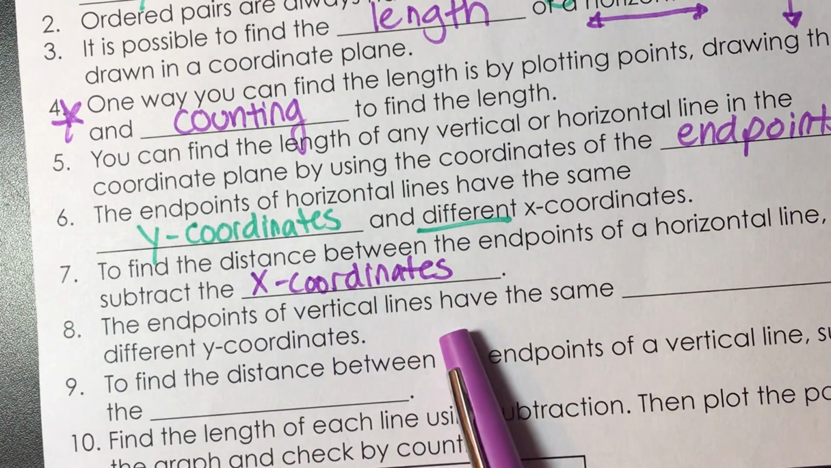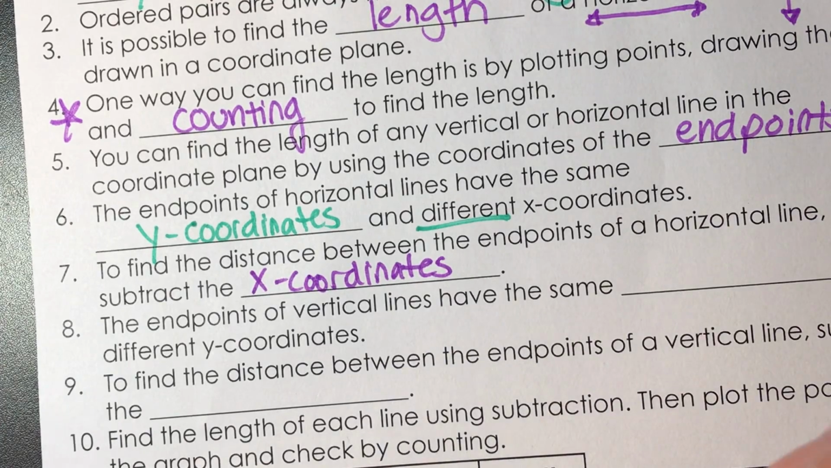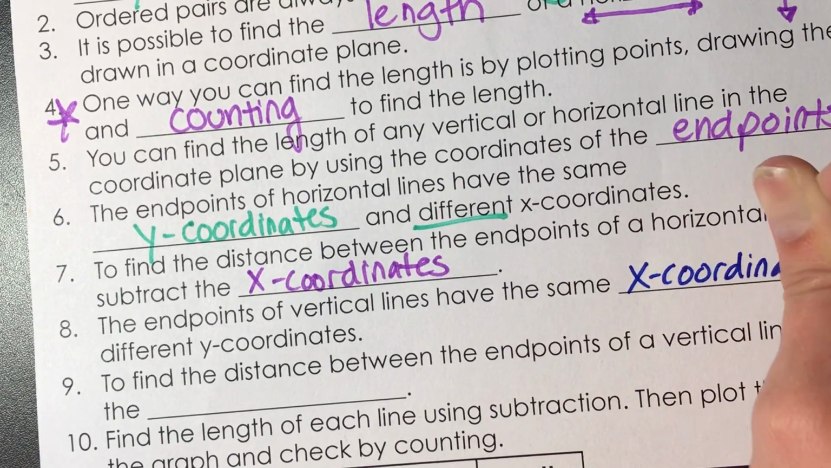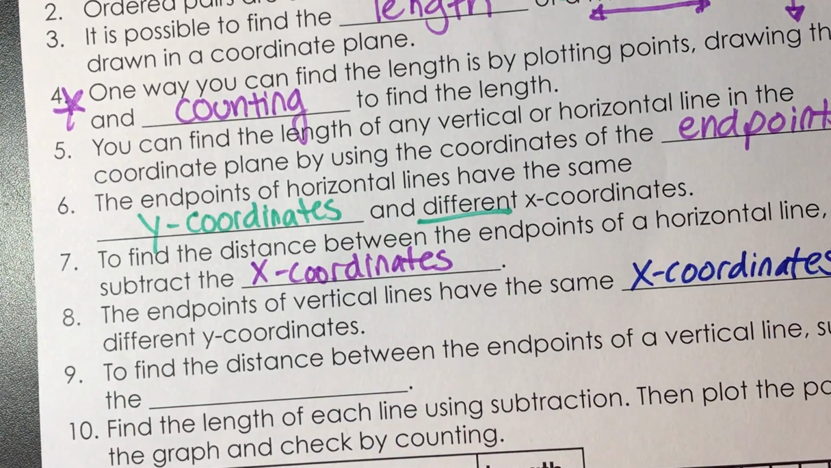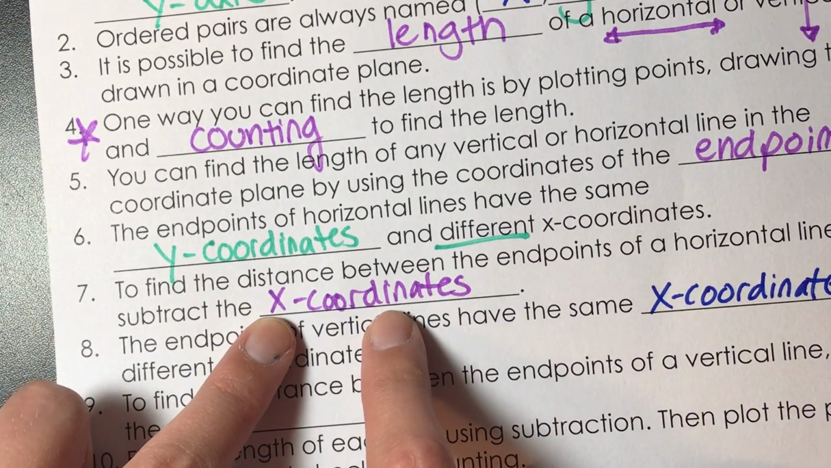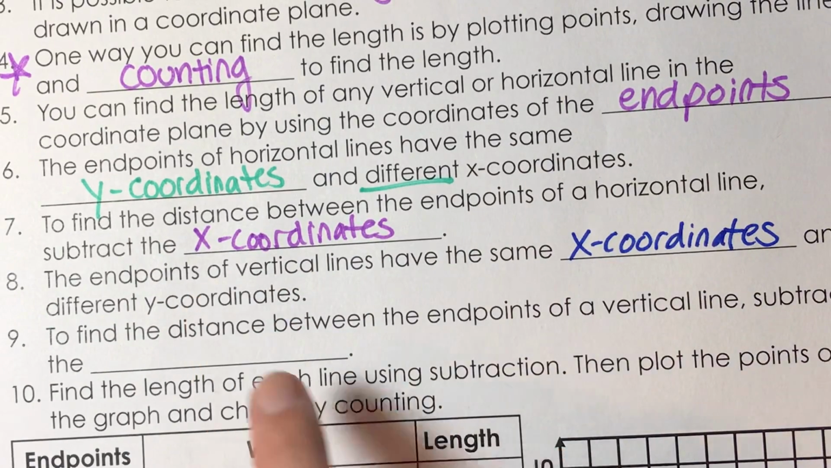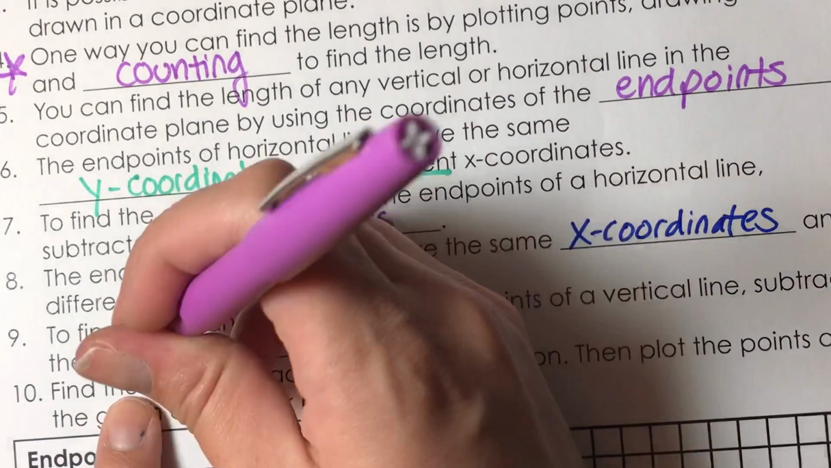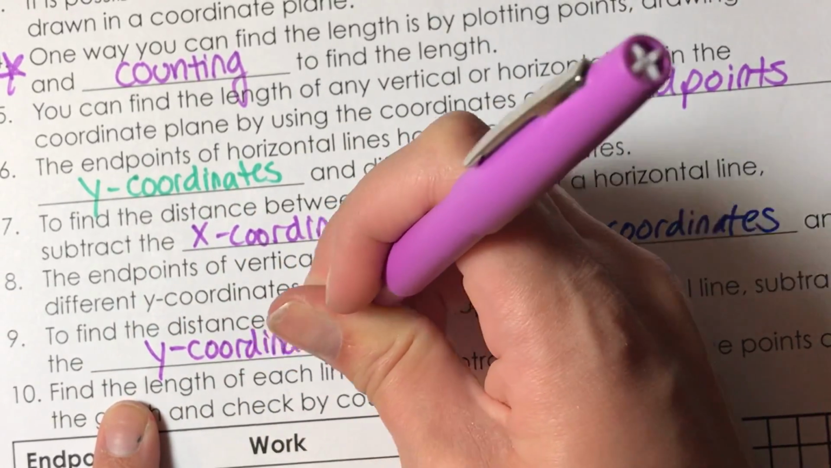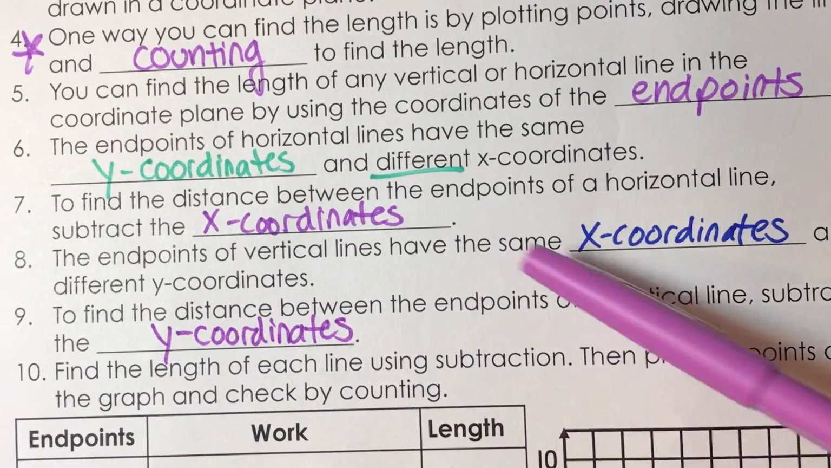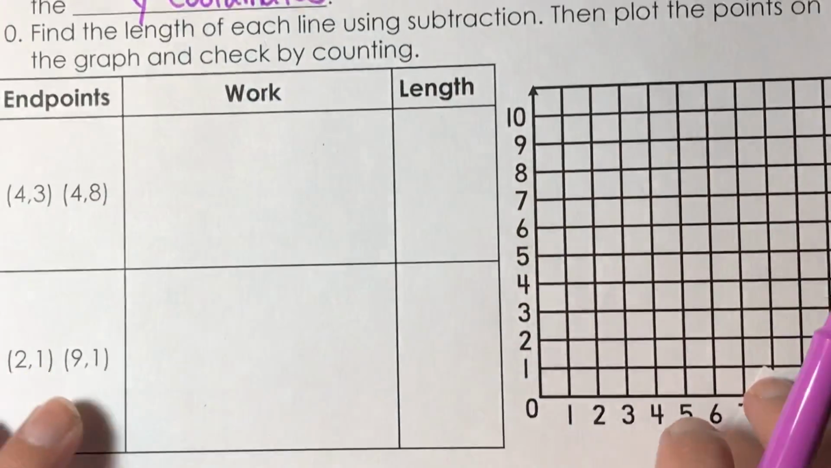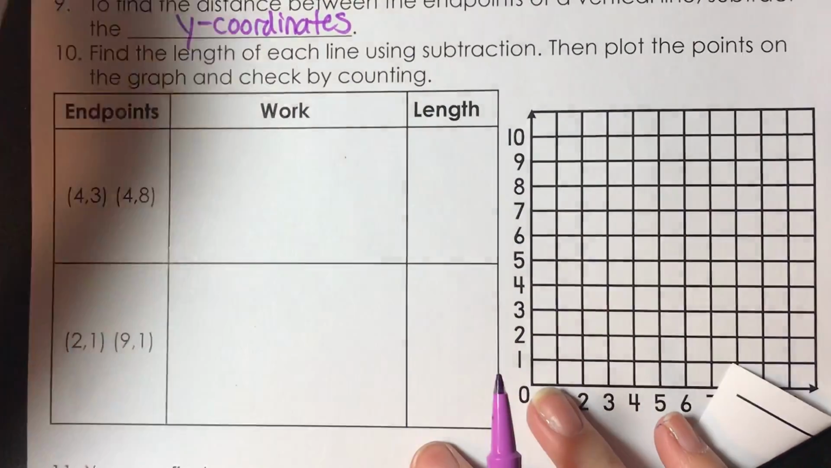The endpoints of vertical lines have the same x coordinates and different y. So just like we noticed, if they have the same y and different x's, you need to subtract the x's from each other. If they have the same x's and different y's, guess what? You need to find the difference between the y coordinates. Now the way they have worded this, it's very wordy, there's a lot going on here, but it's easier for me to just show you. So let's take a look at these first. I'm going to zoom out. This first one right here.